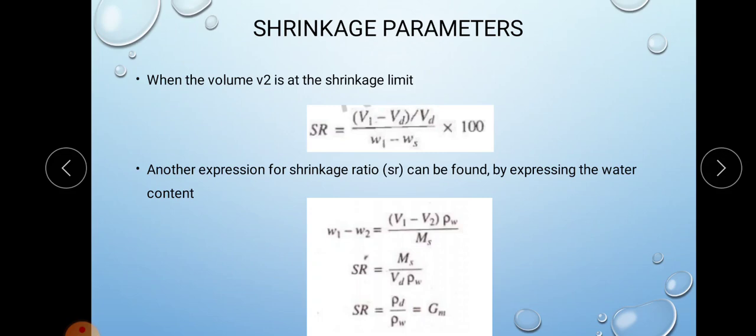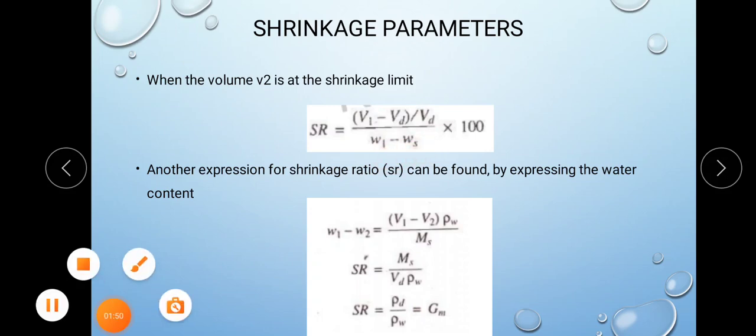Here, when volume V2 is at shrinkage limit, this V2 can be expressed as Vd, that is volume of dry soil mass. So shrinkage ratio is equal to (V1 minus Vd) divided by Vd, divided by (liquid limit minus shrinkage limit), into 100.